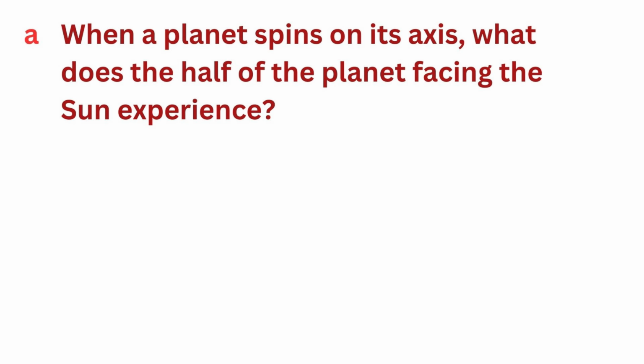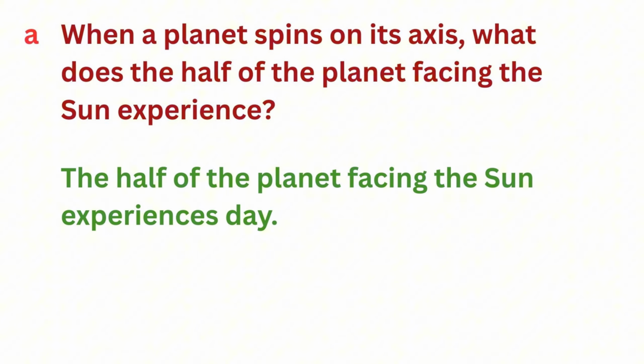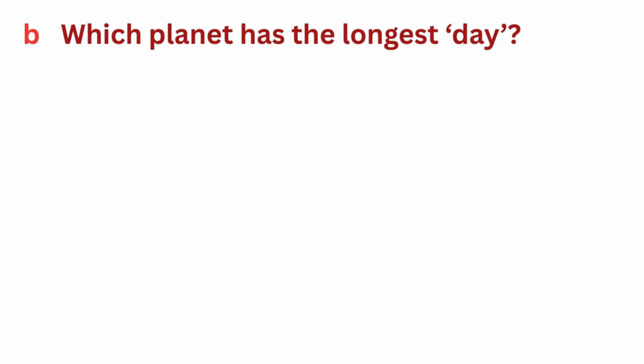A. When a planet spins on its axis, what does the half of the planet facing the sun experience? So, when a planet spins on its axis, the half of the planet facing the sun experiences day. B. Which planet has the longest day? Venus has the longest day.